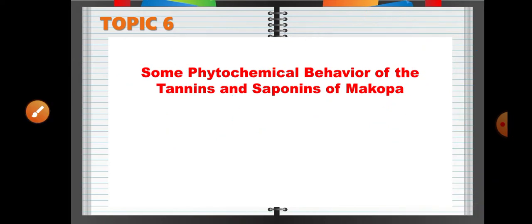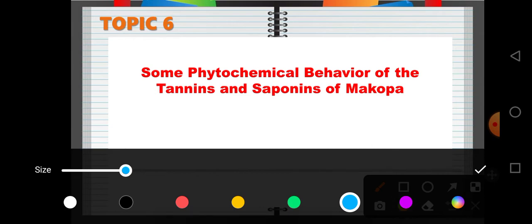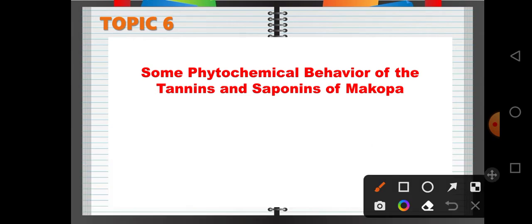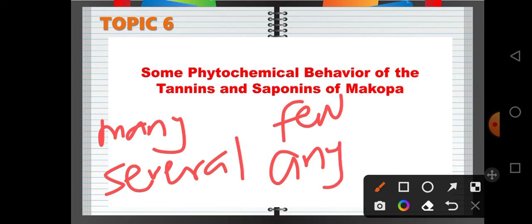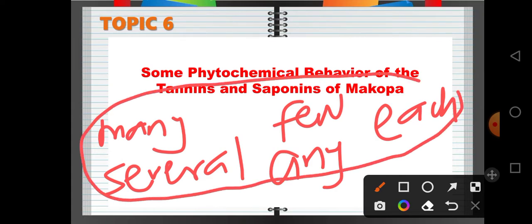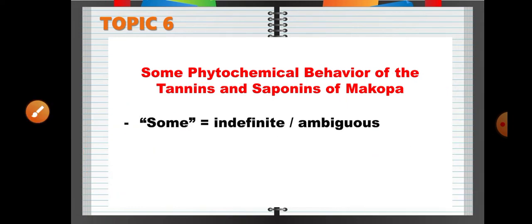Okay? So what are the other examples of indefinite adjectives? We have many, several, few, any, and each. These indefinite adjectives present no clear focus. Therefore, it is considered to be indefinite or ambiguous.